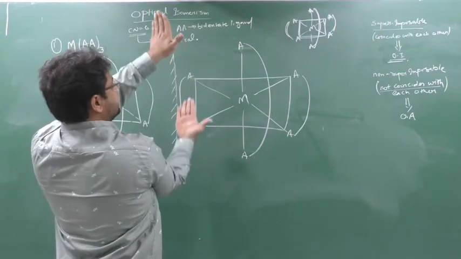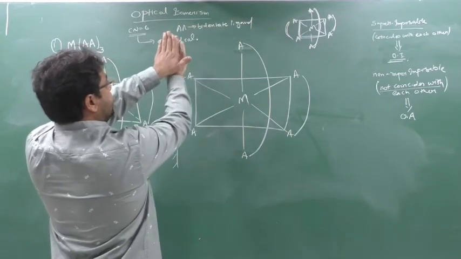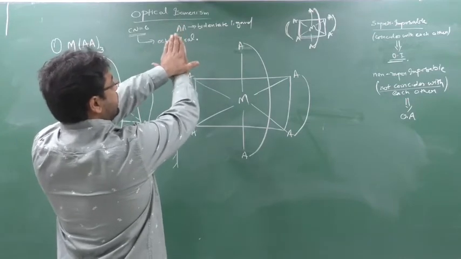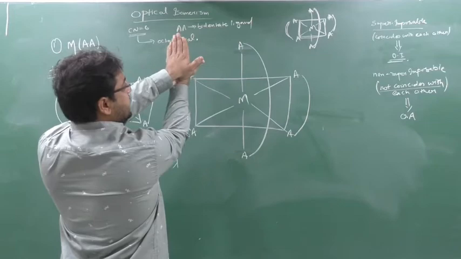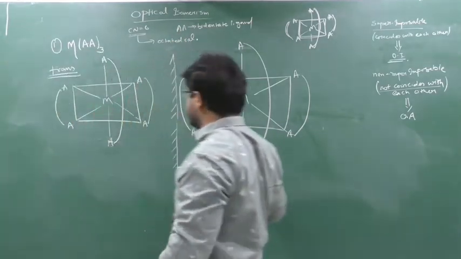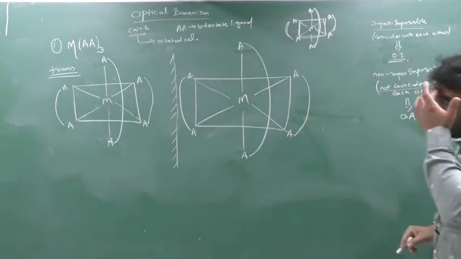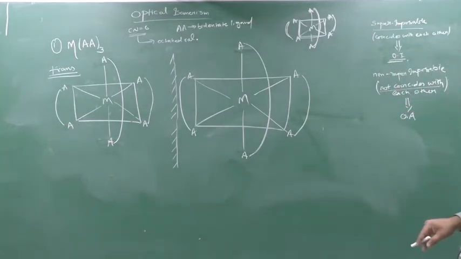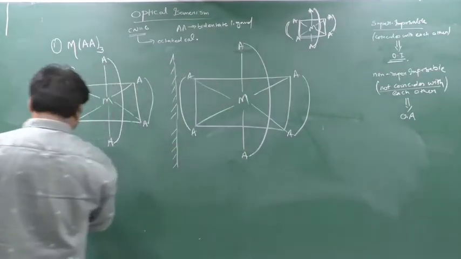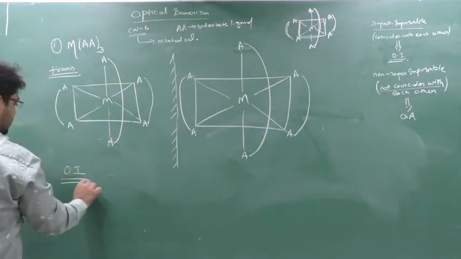There are two hands, but you can see only one hand. When I put like this, they are non-superimposable. We can see another hand, the thumb. So these are optically active. These are optically inactive. Now here you can clearly see they are superimposable. When they are superimposable, they are optically inactive.